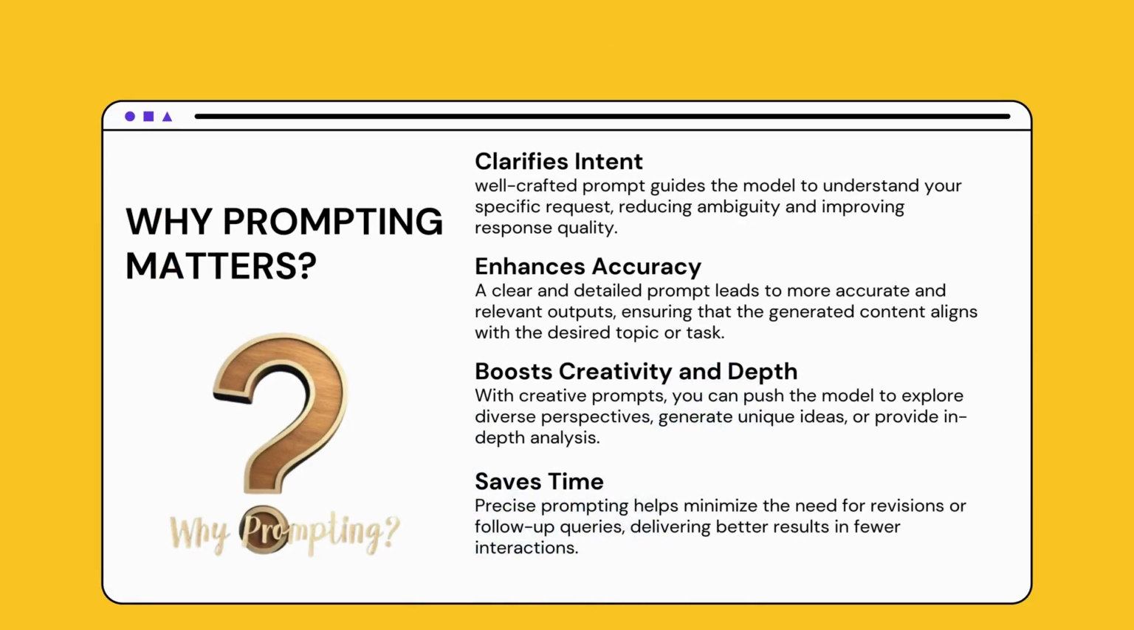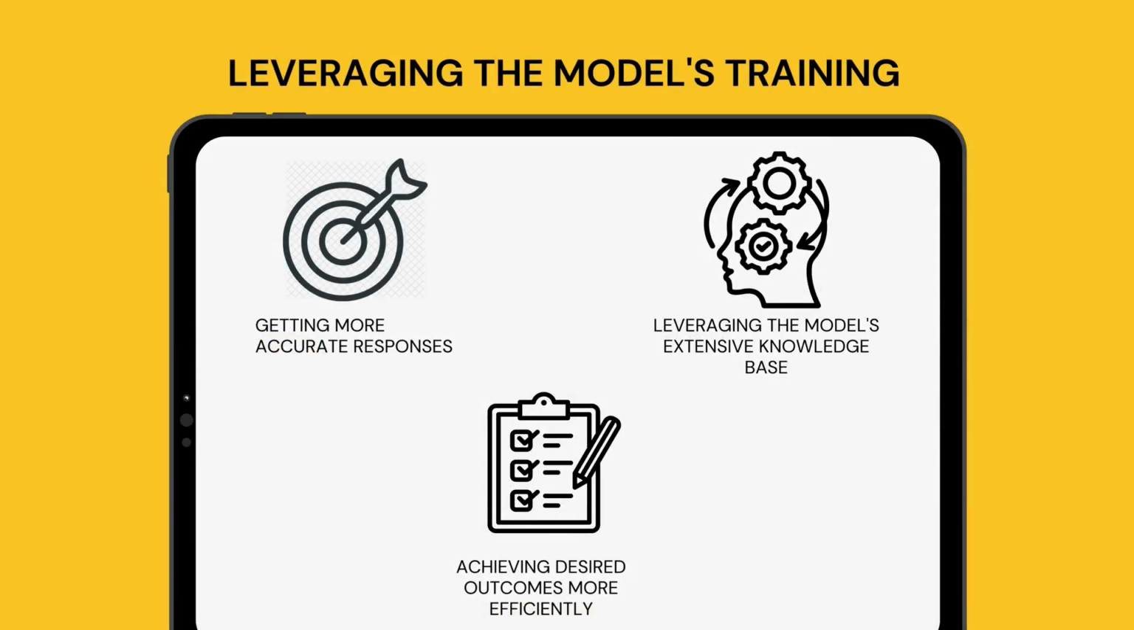Why prompting matters? You might be wondering, why is prompting so crucial when working with LLMs? LLMs are trained through unsupervised learning on vast amounts of text data. This training enables them to predict the next word in a sentence based on context, helping them grasp grammar, facts, reasoning, and even some common sense.